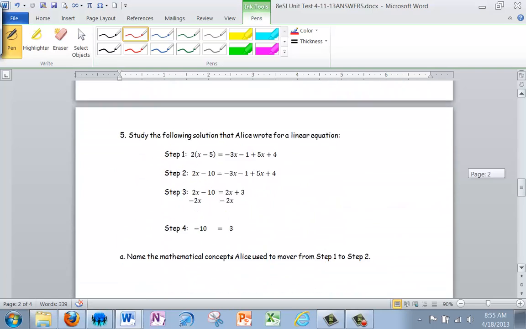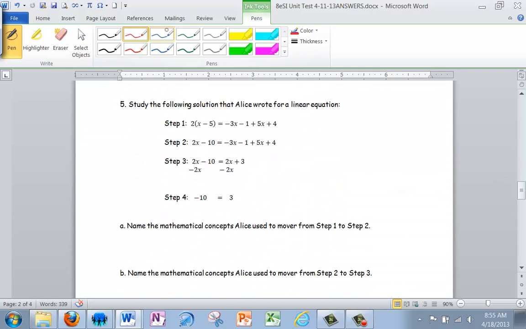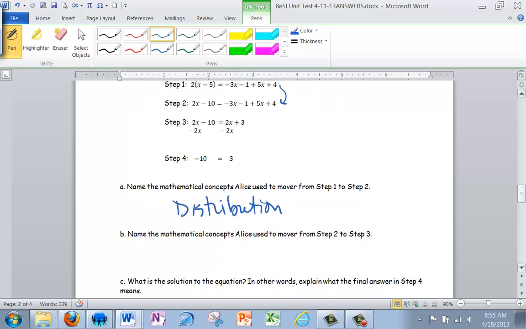Okay, next page. Alice. The first to second step, she used distribution. From the second to third step, she combined these two like terms. Oh, and these two like terms as well. So she did combining like terms.